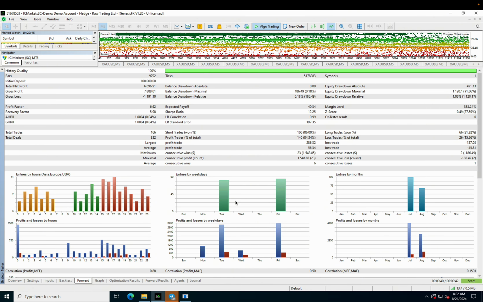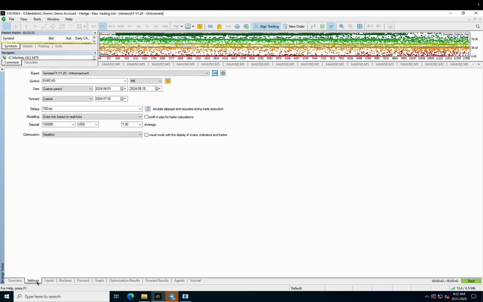Today I'm going to go over the EuroCAD, the Euro versus Canadian dollar set file that I found for the Genesis EA. Now just to go over some of the parameters, you can see here that we are using the Genesis EA version 1.20 on EuroCAD, and our time frame is once again 4.5 months.